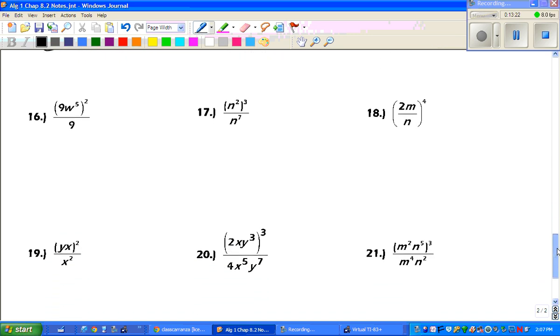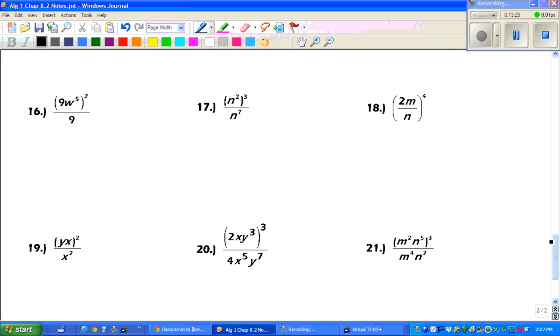Now, if you guys want to try any of these on your own, just pause the video, see how you do. Okay? I'm going to go through each one of them. So we have to distribute, and we get 9 squared w to the 10th over 9. And remember, that 9's to the first power. Now, if you wanted to multiply that out, well, we can reduce those right there. Okay? And who wins, the top or the bottom? The top wins, and the top wins by 1. So it's just 9w to the 10th.